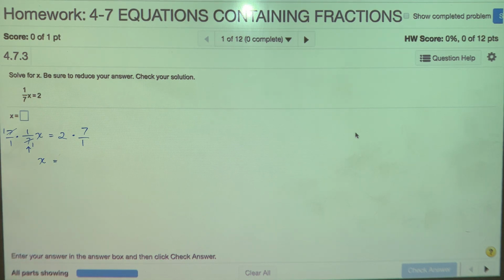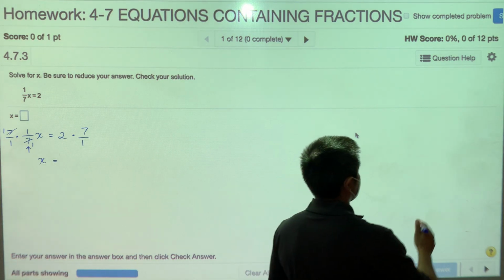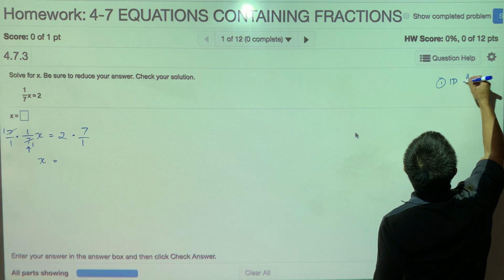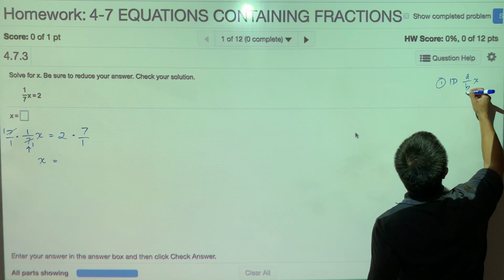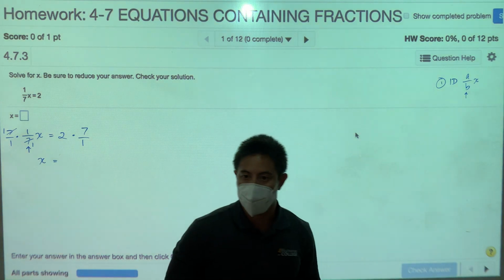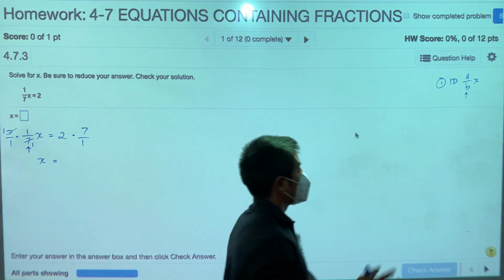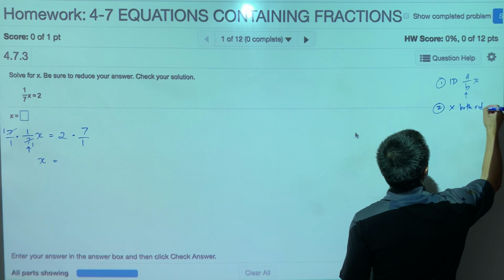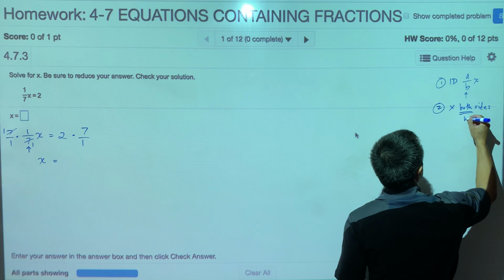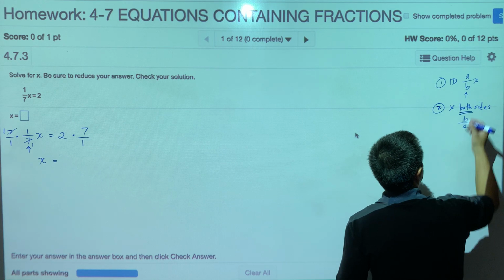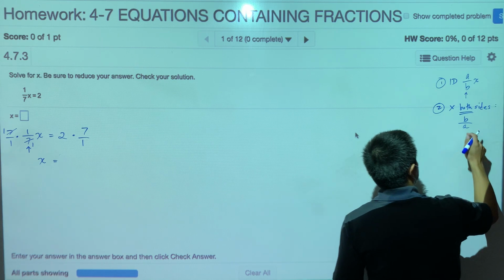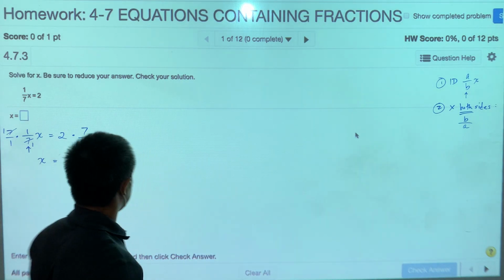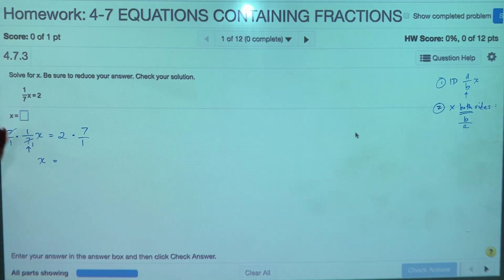Any questions about that? So the most important thing that you want to do when you're working through these problems is identify, ID, the fraction in front of the variable. This one right here. What's the fraction in front of the variable? That's what we just did, didn't we? And then the second step is to multiply both sides, not just one, but both sides, by the reciprocal of that fraction. If it's a over b, both sides get multiplied by b over a. Isn't that what we did right here? By doing those two steps, we are able to isolate the variable.